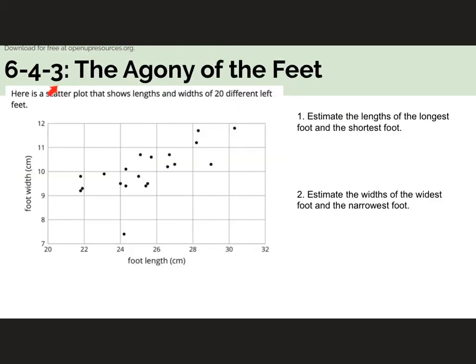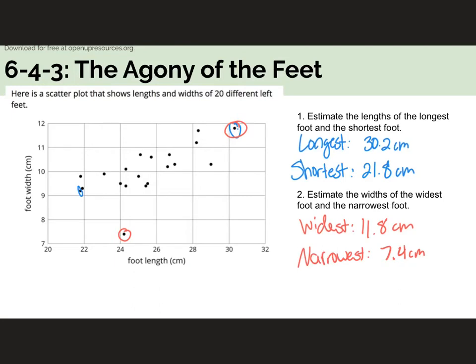In activity 3, we're looking at measurements of feet. Answer questions 1, 2, and 3, and start again when you're ready. Using the x-axis to look at length, here's my longest foot, here's my shortest foot. You can see the estimates I made for those over here. And here's my widest foot, again, same one up here, and my narrowest foot down here.